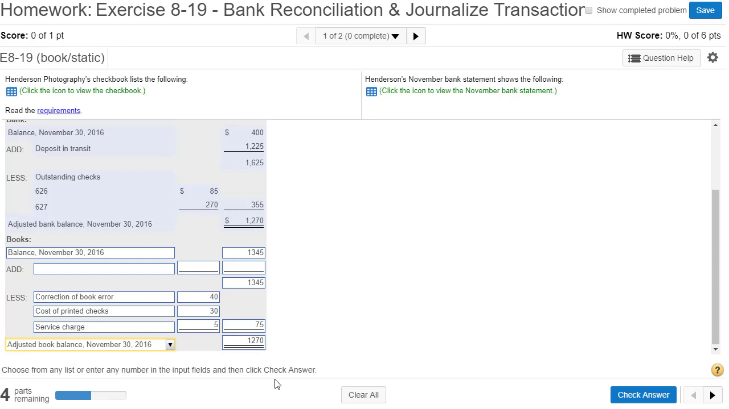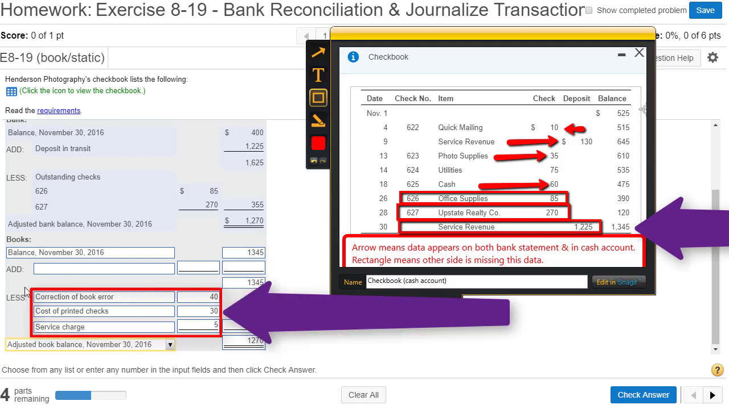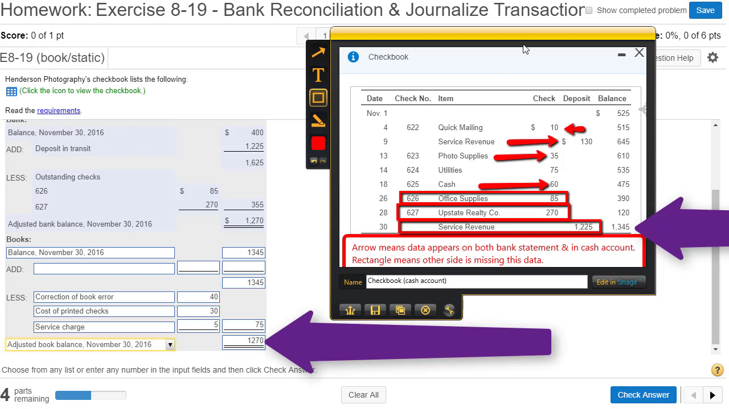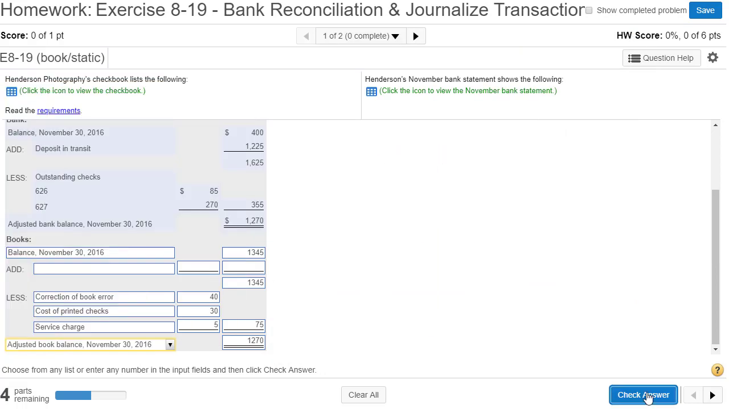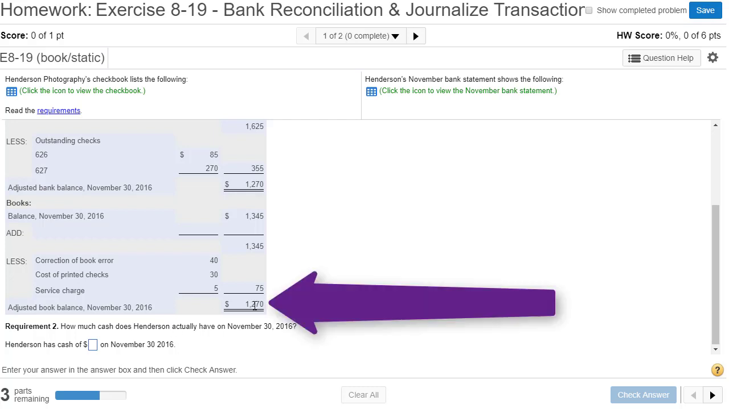So now what this means is that we actually have in our cash account $1,270, but our accounting record says $1,345. So what we're going to have to do is go down to our journal and enter these three transactions that we did not know about so that our cash account will go from 1345 to the proper 1270. How much cash does Henderson actually have? Well, we just discussed that, 1270.